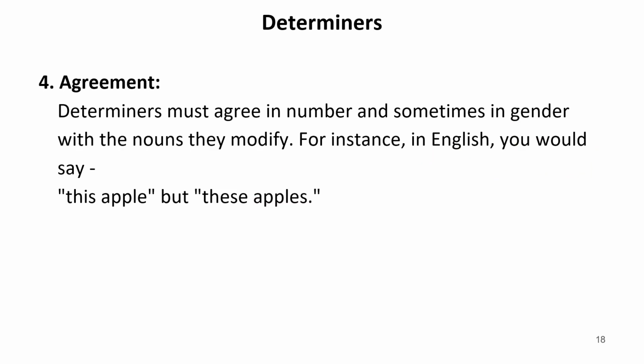Now there is another characteristic of determiners: they must agree in number and sometimes in gender with the nouns they modify. For instance, in English you would say "this apple" but "these apples." As you can see, it is written apple because there is only one apple, so I'm saying "this," which can be used with the singular. But if I say apples, you cannot say "this apples," or "these apple." They should agree with the word they qualify. So "these apples," but "this apple."